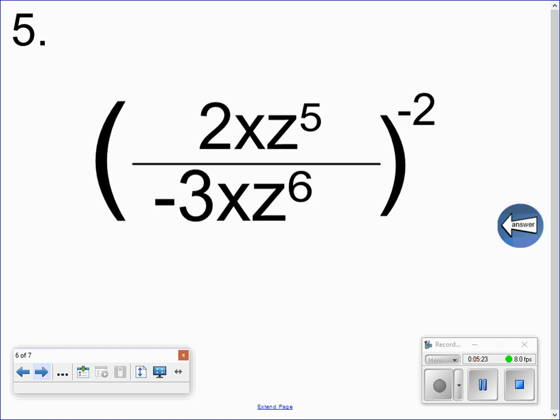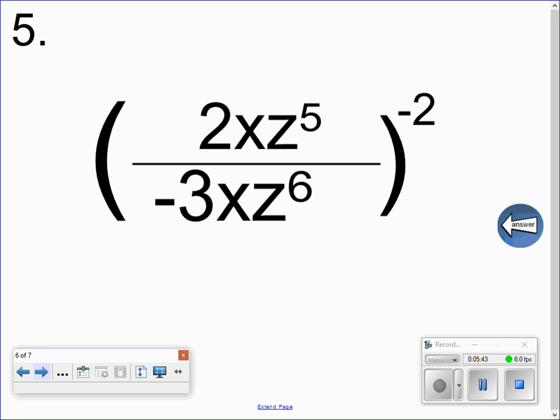Let's look at this next one. This is where we are raising a quotient to a power. So we're going to distribute this exponent across. Actually, we have to take care of a couple of things here. Because we have a negative exponent, what we need to do first is flip it. So we need to take the reciprocal.